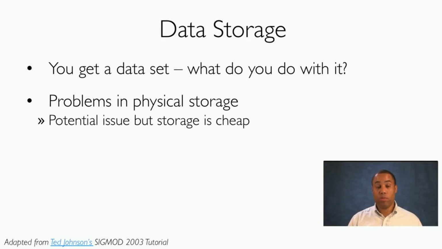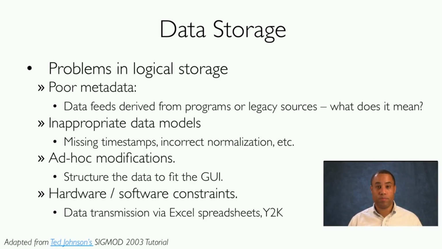Data quality problems can be introduced during data storage. So you have a data set. What do you do with it? You store it. But there can be problems in the physical storage of that data. Now, this is a potential issue, but storage is cheap, and so we should store redundantly as an example.